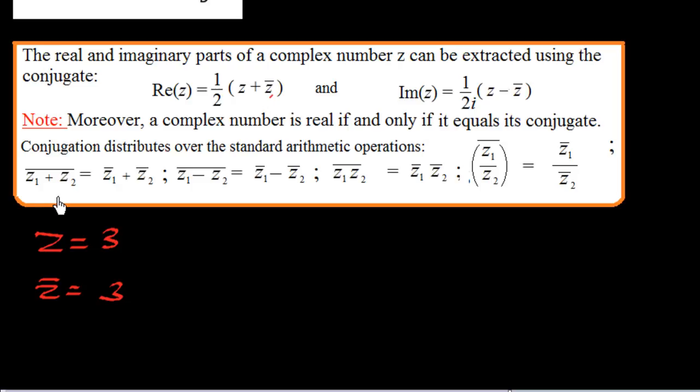If I just explain here, the conjugation of the sum of two complex numbers is equal to the sum of the conjugates of the complex numbers, and the conjugation of the subtraction of complex numbers is equal to the subtraction of their conjugates. The conjugation of the product of two complex numbers is equal to the product of their conjugates. The conjugation of the division of two complex numbers is equal to the division of their conjugates. So I will explain this in detail in our next session.